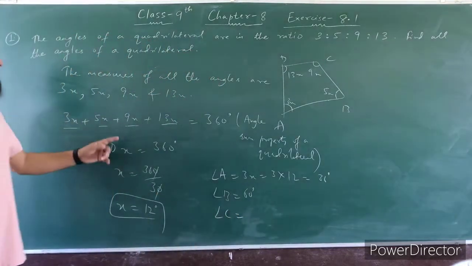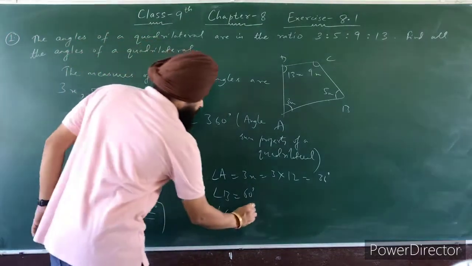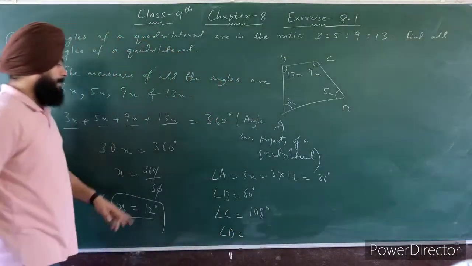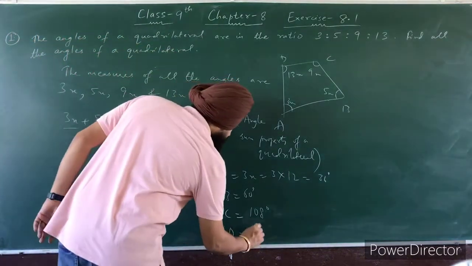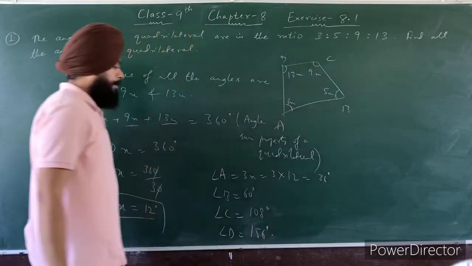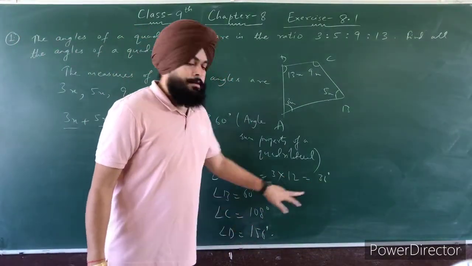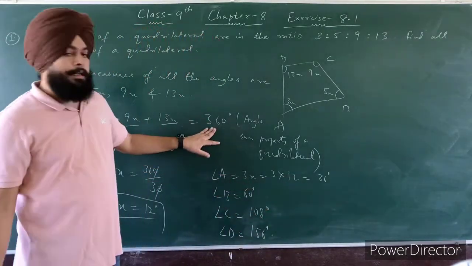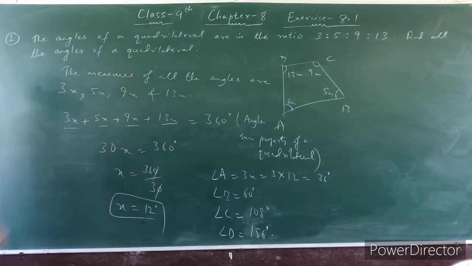Next, the measure of angle C is 9x. So 9 times 12 is how much? 108 degrees. And the last one, the measure of angle D is 13x. 13 times 12 is 156. If you want to check your answer, you have to add all these angles. If the sum is a total of 360 degrees, then your answer is correct. Alright, so this is your question number first.